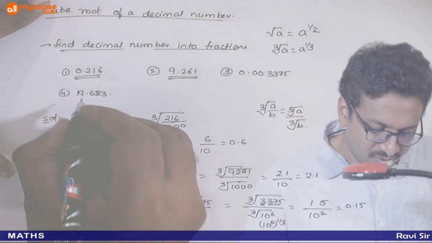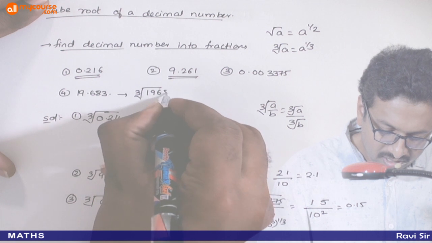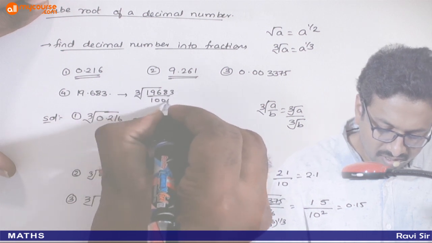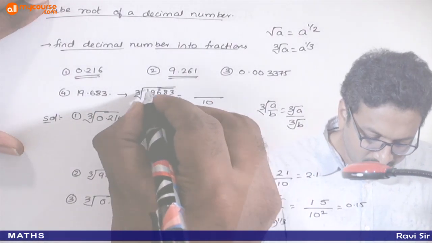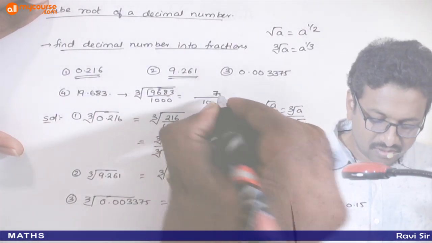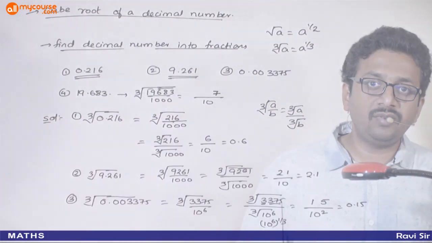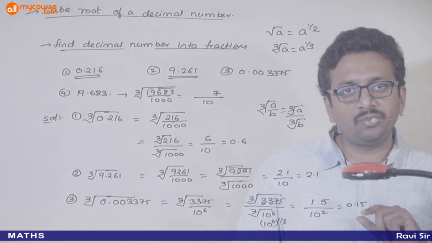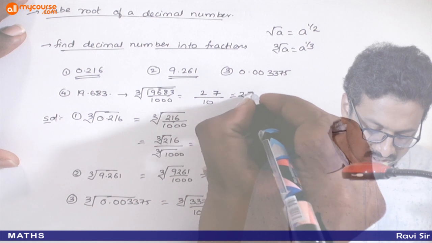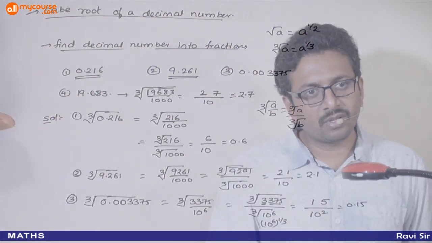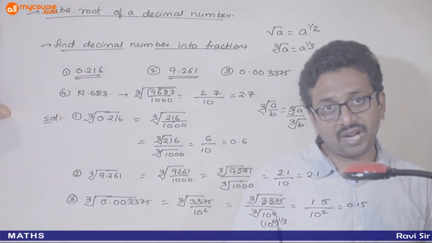Similarly, cube root of 19683 divided by 1000, so 10 will come below. Now after grouping, 3 came at the end, so in the cube root 7 will come at the end. And 19 is in between 2 cube and 3 cube. 2 cube is 8, 3 cube is 27. It is in between. So 27 divided by 10, which is 2.7. So in this manner, you can find cube roots of fractions.